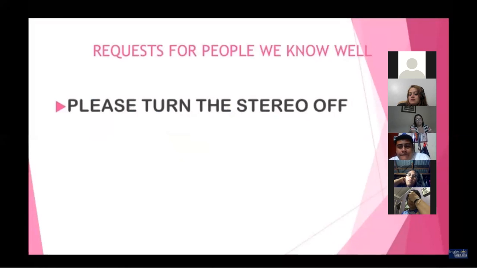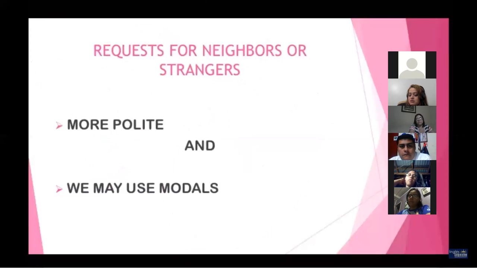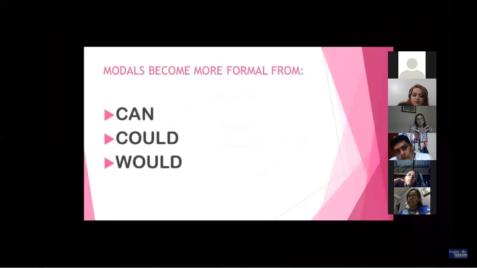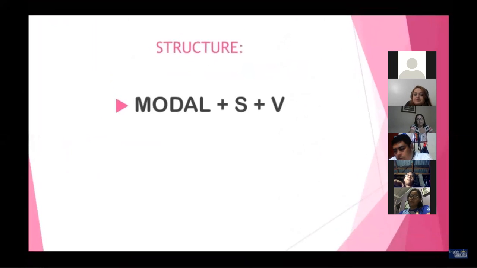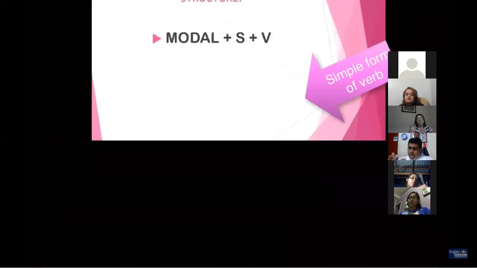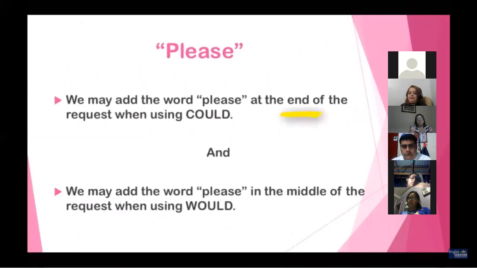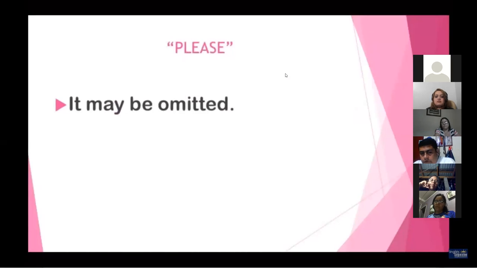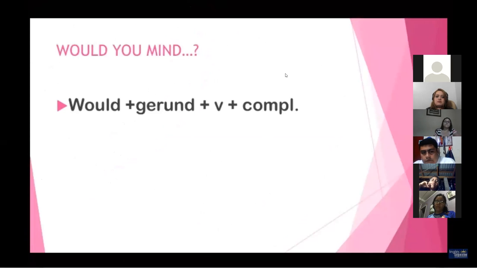When we talk about requests, it is okay to say, please turn the stereo off, to people we know well. We should use a more polite request, however, for neighbors and strangers. Modals become more formal and more polite from can to could to would. Notice the structure. Modal plus subject plus simple form of verb. Usually, we add the word please at the end of the request when using could, and we use please in the middle of the sentence to make a stronger emphasis on the request with would. However, please may be omitted. Now, let's go over would you mind. When we use the entire expression would you mind, the verb which follows must be a gerund. This is how it is formed.